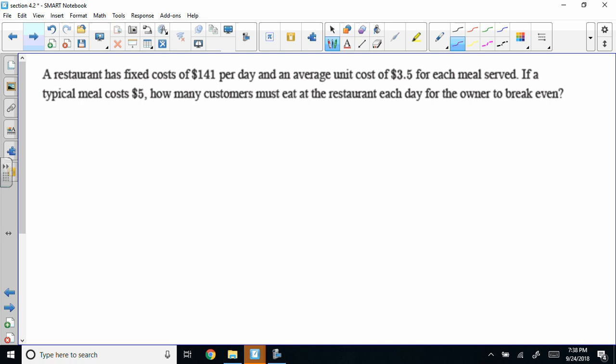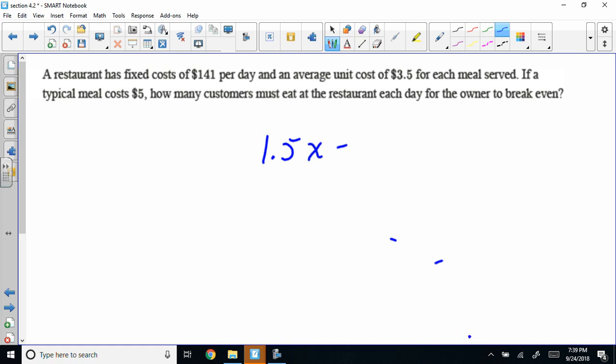The restaurant has fixed costs of $141 per day and average unit cost of $3.50 for each meal served. If a typical meal costs $5, how many customers must eat at the restaurant each day for the owner to break even? Now this one's not as hard as you think, because it costs $3.50 for the meal, and he sells it for $5. So really, how much is he making on every meal? $1.50 per meal, right?